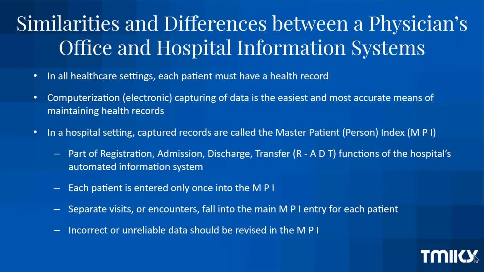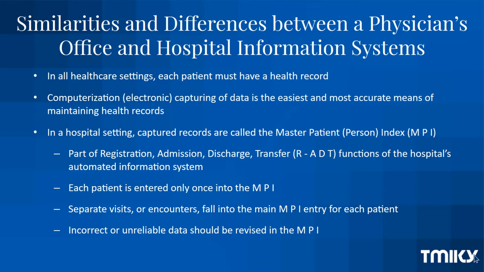Next, let's change topics and discuss the similarities and differences between a physician's office and hospital information systems. In all healthcare settings, each patient must have a health record. We've already discussed that the electronic capturing of data is the easiest and most accurate means of maintaining health records. But now let's discuss the difference of how this is done in each setting.